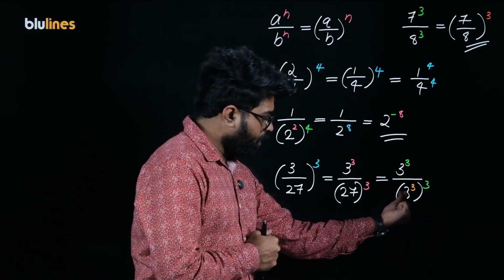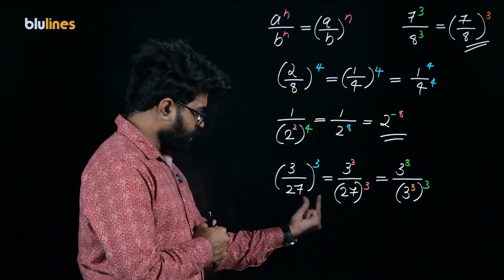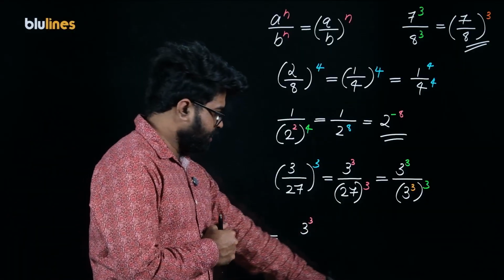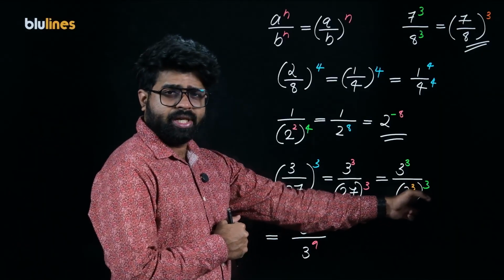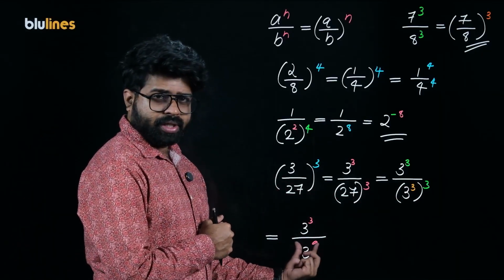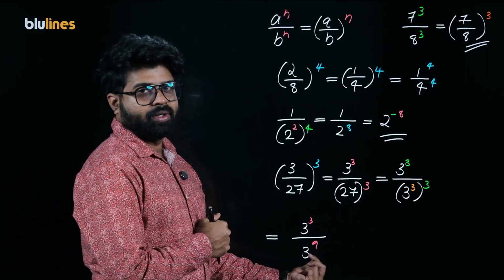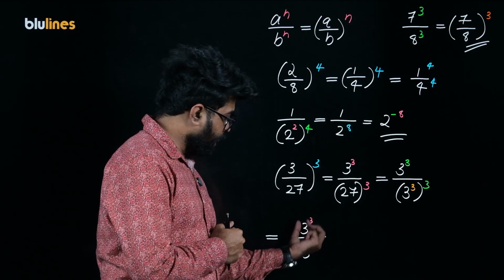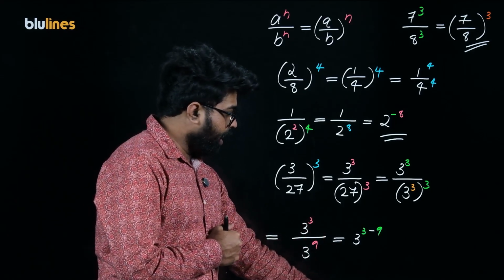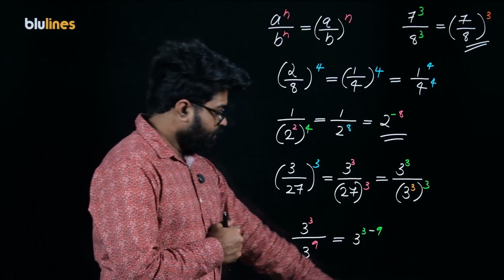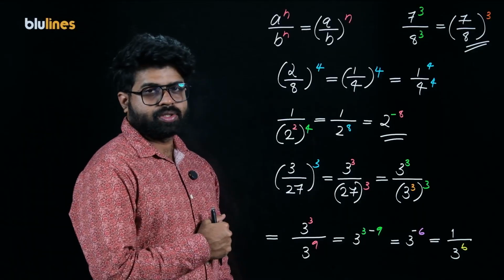Now we know this is of the form a raised to m the whole raised to n. The numerator remains as such, and in the denominator it is 3 raised to m the whole raised to n. So 3 into 3 is equal to 9. So 3 raised to 3 divided by 3 raised to 9. You have the same base and different powers. So you can use our formula a raised to m divided by a raised to n, which is equal to a raised to m minus n: 3 minus 9, which is equal to 3 raised to minus 6. It can also be written as 1 over 3 raised to 6.